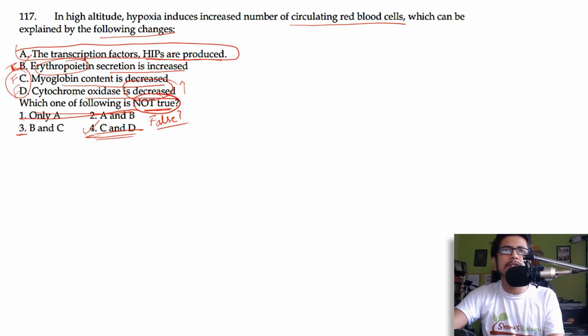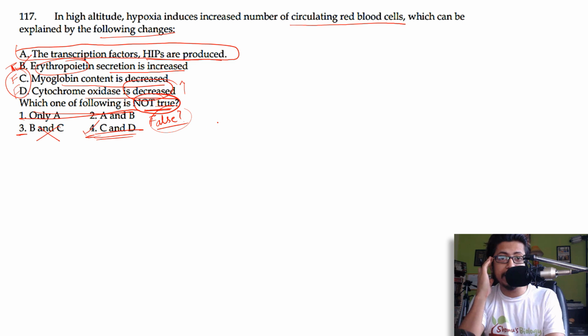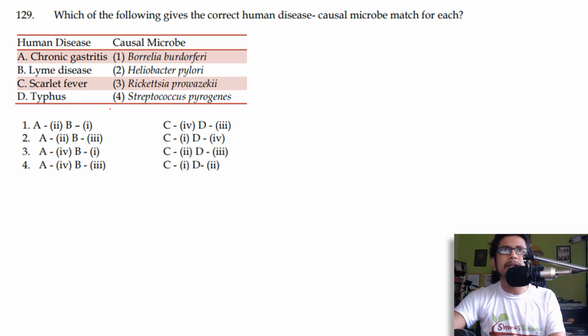So among option 3 and 4, we only need to judge the statement B, and we know B is true, so obviously 3 is not right and 4 is the answer, because we only need to find the false statement here. Okay, so that's how you solve this question with presence of mind and reading the question slowly. Move to the next one.